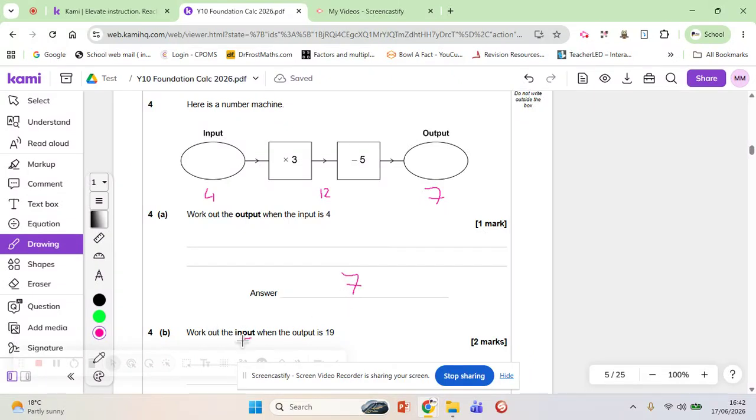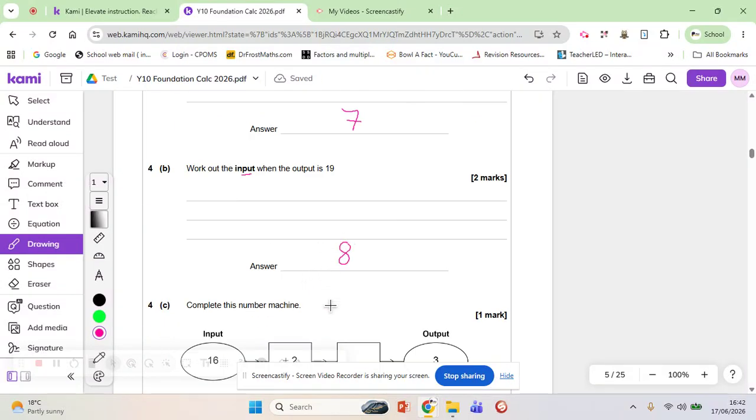Work out the input when the output is 19. So this time I'm going to put 19 here, and I'm going to go the opposite way. I've got to do the opposite of taking away 5, which is adding 5. So that'll get me up to 24. And then I've got to do the opposite of timesing by 3, which is dividing by 3. 24 divided by 3 is 8. So we end up getting an answer of 8.